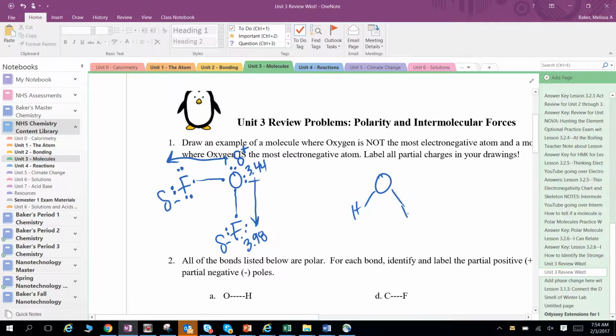An example of where oxygen is more electronegative is in H2O. It's 3.44 still, and hydrogen's electronegativity value is only 2.1. So here the arrows point at the oxygen, giving it the partial negative, and each of the hydrogens gets a partial positive.